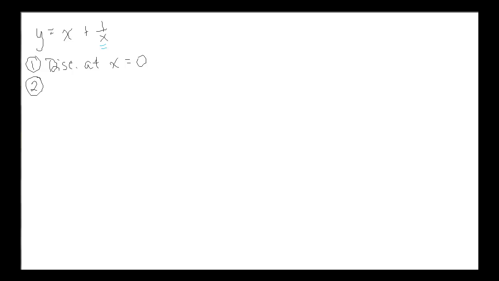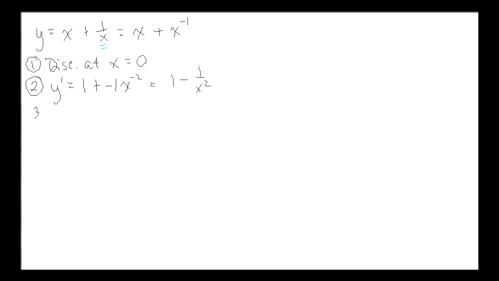Number 2, derivative. Okay, derivative of x is 1. And if I rewrite this, I can use the power rule here. I'll bring negative 1 down, x to the negative 2. So this is 1 minus 1 over x squared, our derivative.